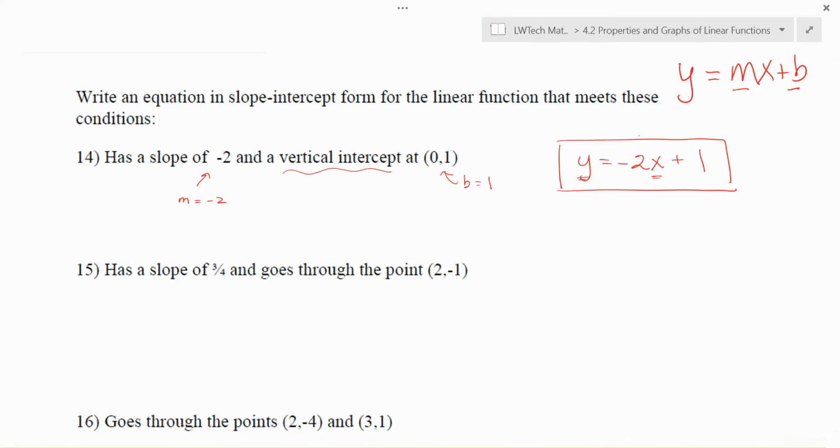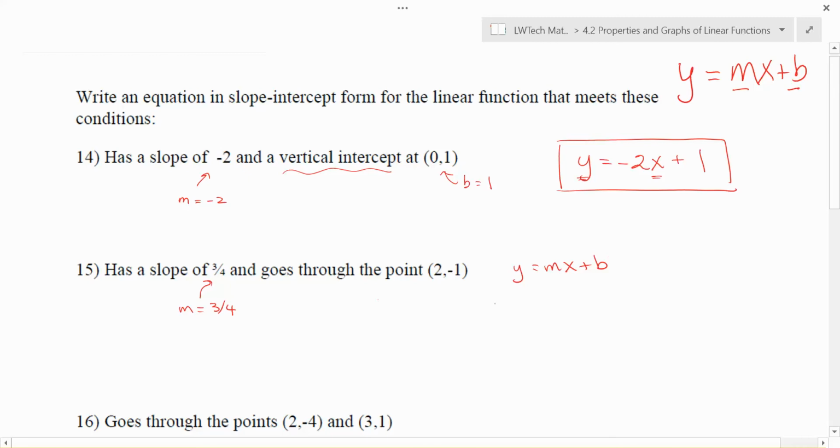With problem 15, however, it's not quite as simple. Here again, they tell us the slope of our line was 3/4, so we know what our m value is. When we come over here, however, it tells us that it goes through the point (2, -1). Now, that's interesting, and it's enough to pin down our equation in a unique way. However, it doesn't give us the y-intercept that we need in order to fill it into the equation of y equals mx plus b. So how do you go about a problem like this?